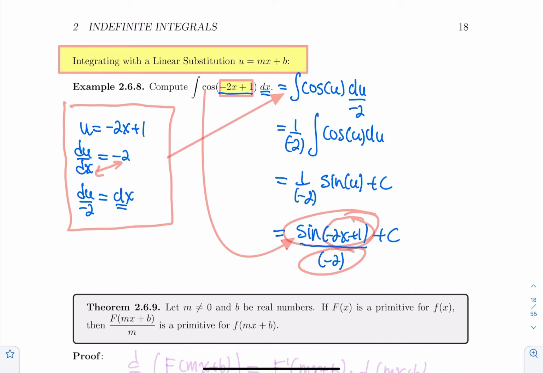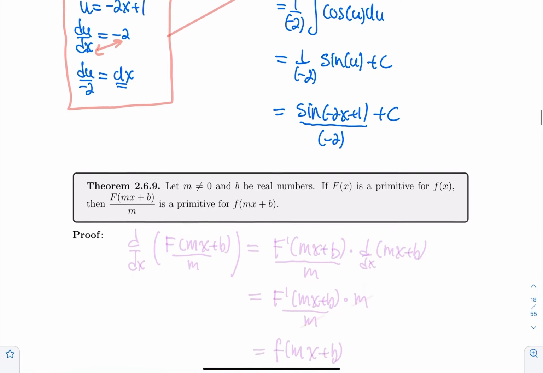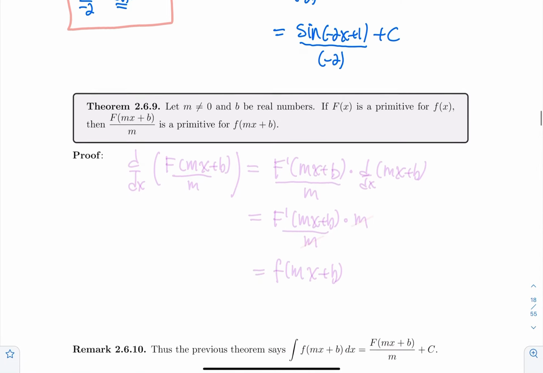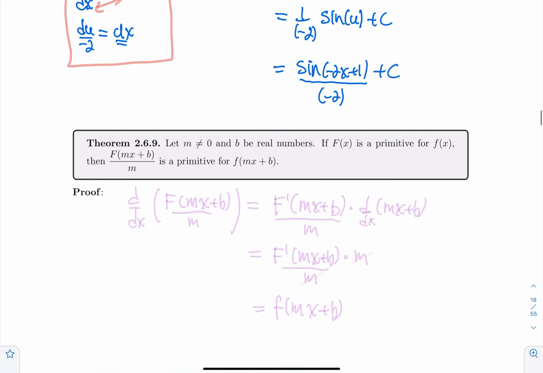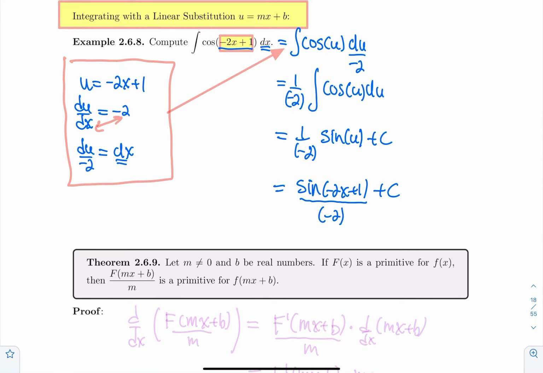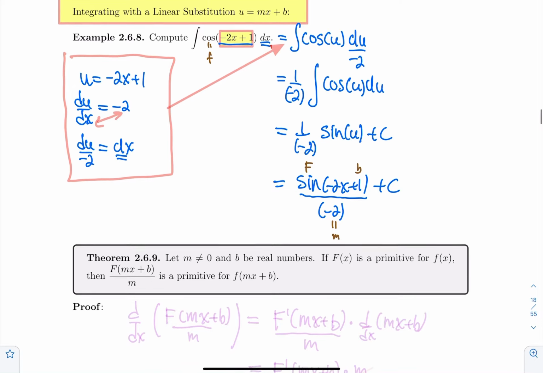And I can actually summarize this as a theorem. Suppose we have m different than 0 and b real numbers. If big F is a primitive for small f, then big F of mx plus b over m is a primitive for small f of mx plus b. And we just applied that idea with our previous example. The small function would be cosine, the m would be minus 2, the b would be plus 1, and the integral of cosine of minus 2x plus 1 is big F, which is sine of minus 2x plus 1 over minus 2. And the proof is very direct.